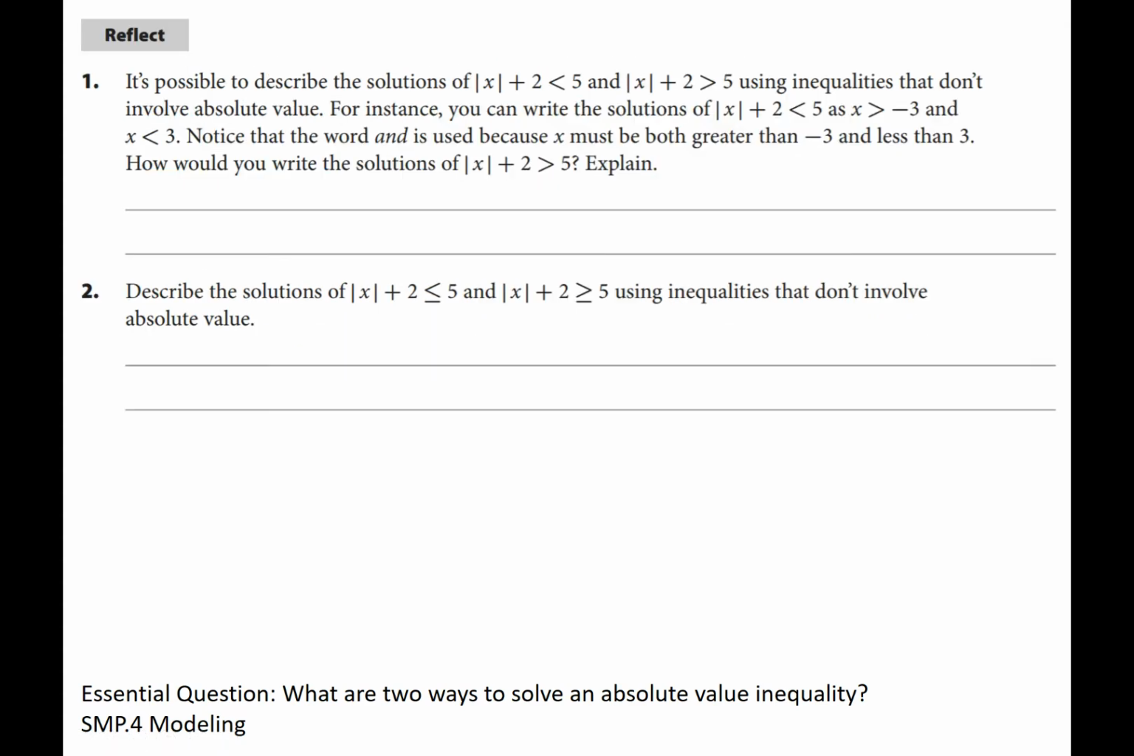All right, so let's reflect a little bit. It's possible to describe the solutions of absolute value of x plus 2 less than 5 and absolute value of x plus 2 greater than 5 using inequalities that don't involve absolute value. For instance, you can write the solutions of absolute value of x less than 3 as x greater than -3 and x less than 3. Notice the word "and" is used because x must be both greater than -3 and less than 3. How would you write the solutions of absolute value of x greater than 3?